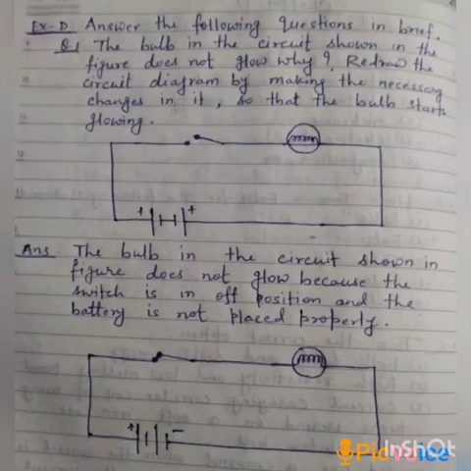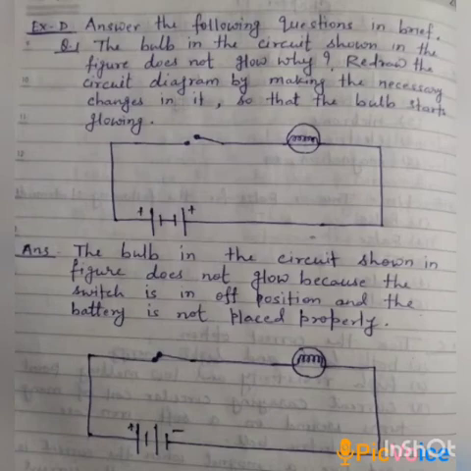The reason for the bulb not glowing is the switch is in off position and the battery is not placed properly, so that's why the bulb is not glowing in this circuit. So we will draw the electric circuit again, in which we have to show the switch in on position and the battery must be drawn properly, and that is shown in the figure.